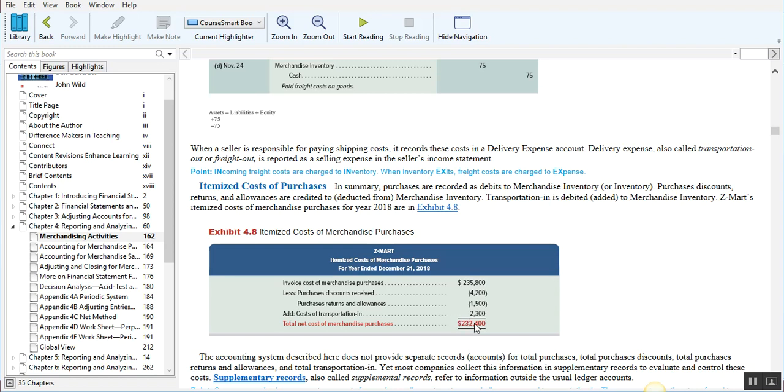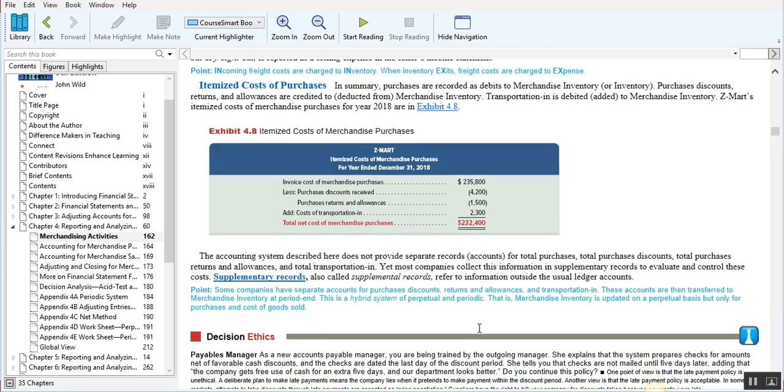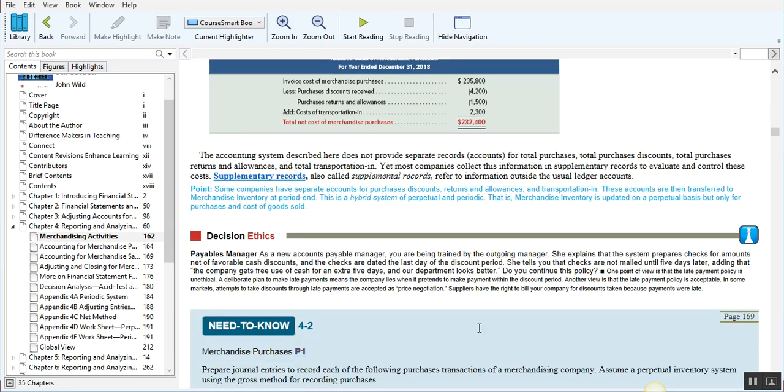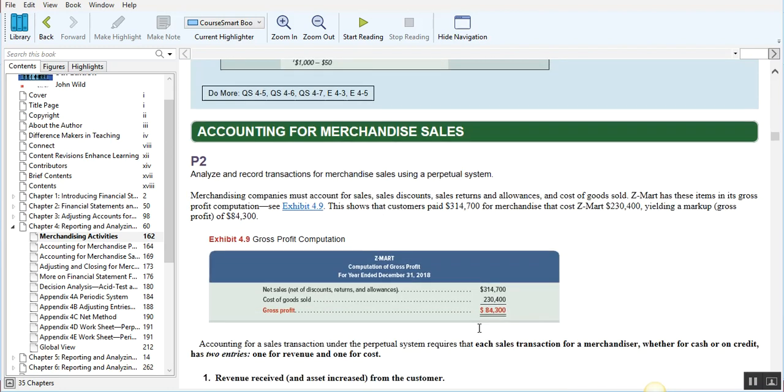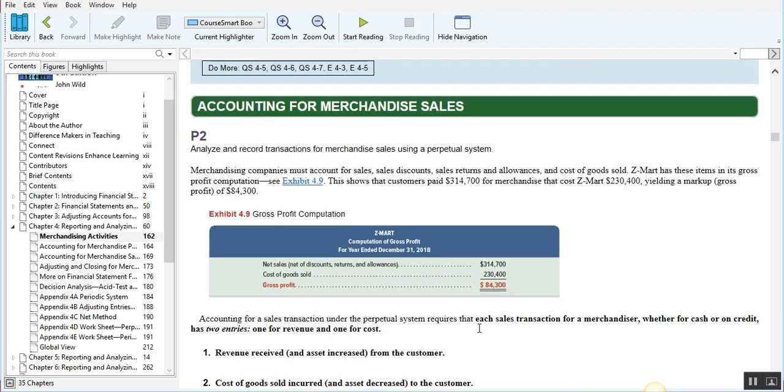And finally, we'll add in the cost of transportation. So by the time you deduct returns, allowances, and discounts, and then add in transportation costs or freight, you have a total of $232,400. And that's basically going to be the way that you acquire the merchandise.